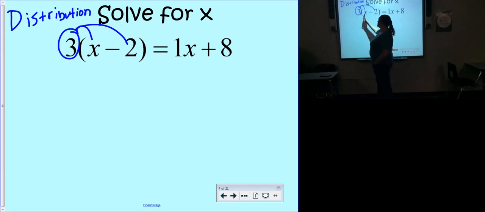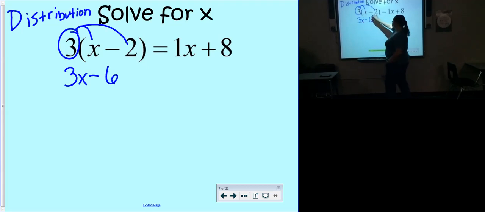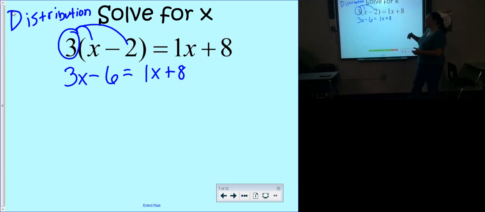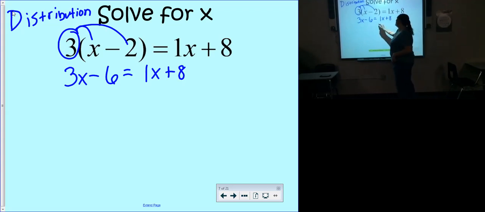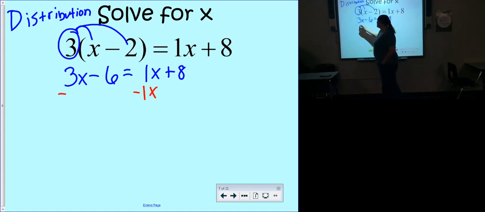So I'm going to do 3 times x, which is 3x. I'm going to do 3 times negative 2, which is negative 6. And that's it. That's all I'm distributing. Everything else stays the same because it's not inside the parentheses. I still have equals 1x plus 8. All right, now I continue on working out the rest of this problem. Subtract 1x. 3x minus 1x is 2x.